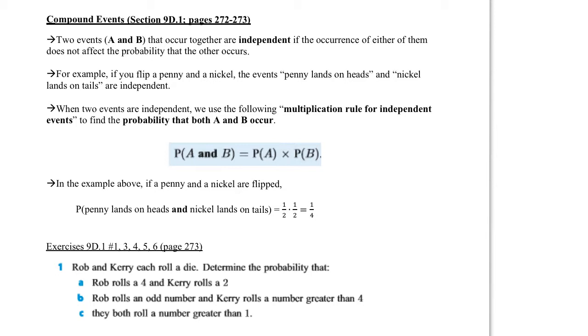So first, when we pay attention to two events joined with the word "and," it matters whether those events are independent or dependent. We'll say they're independent if the occurrence of one has no effect on the probability that the other occurs. For example, if you flip a penny and a nickel, the events penny on heads and nickel on tails are independent. What happens to the penny is not going to affect what happens to the nickel. So when two events are independent, we're going to use the following multiplication rule for independent events.